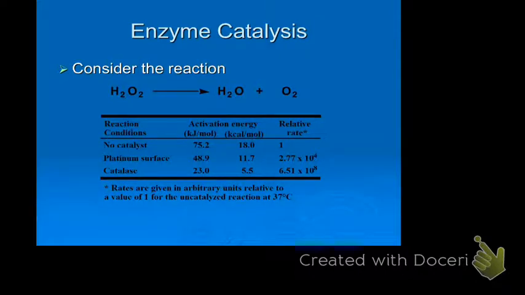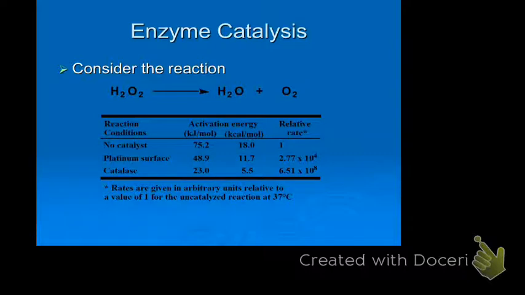All right, and so this is just an example. This is catalase. And what happens is if there was absolutely no catalyst, and they just said that the relative rate was 1, which in reality, I thought this was one of the fastest ones, but it's actually quite slow.